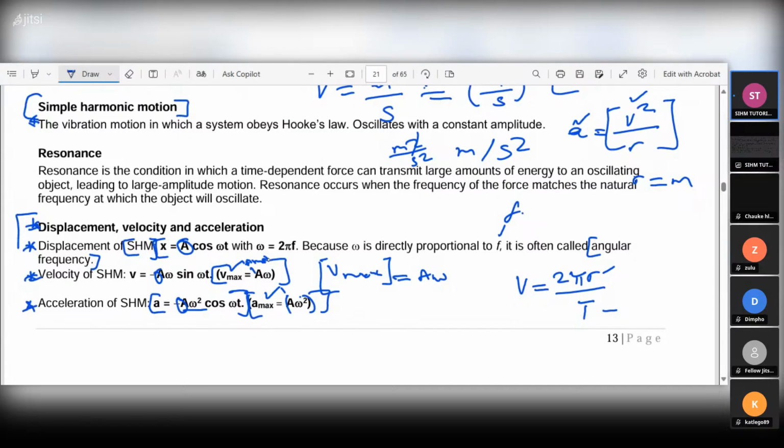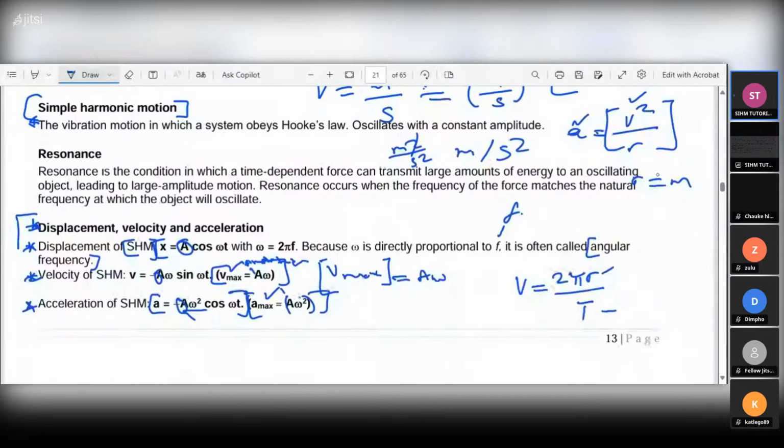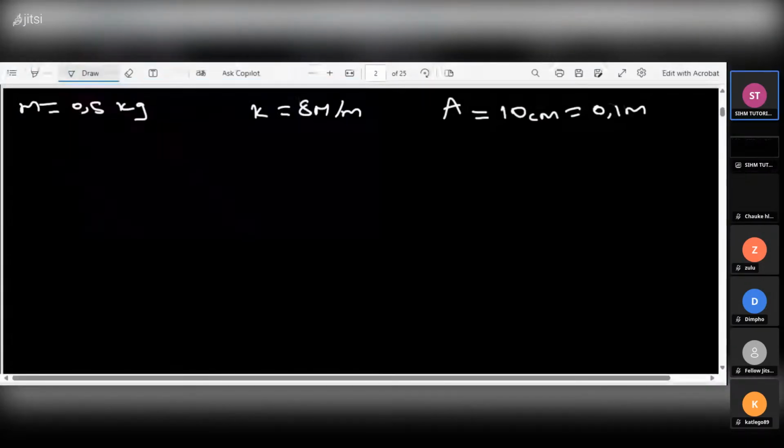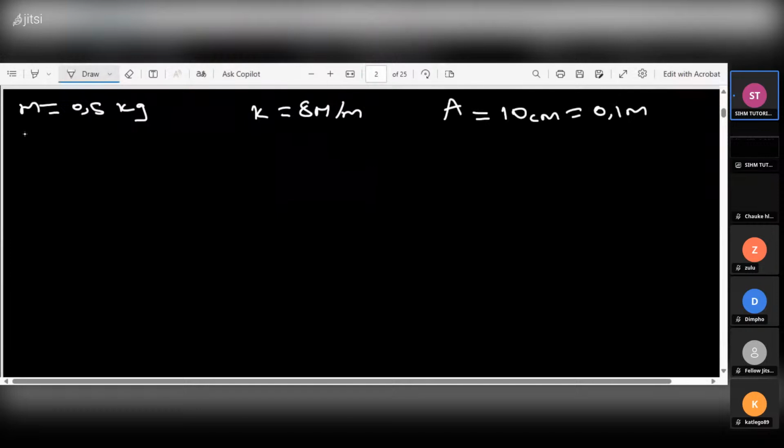Capital letter A stands for amplitude. So remember, we've been required to calculate the maximum. When we talk about the maximum, we mean V max and A max. So we've been required to calculate the A max and the V max.